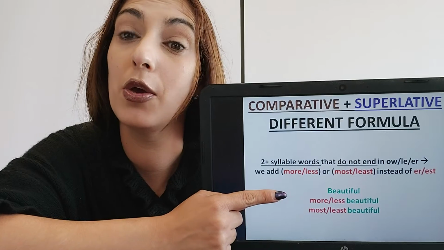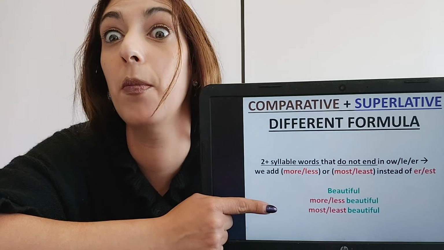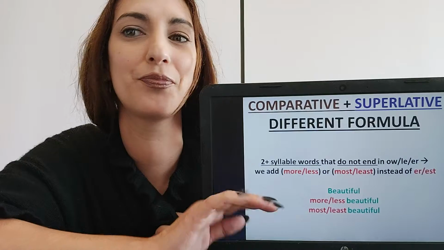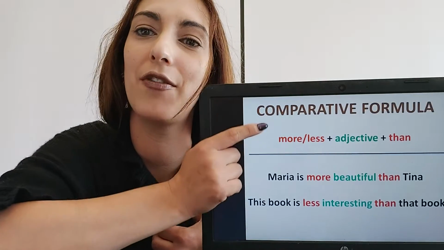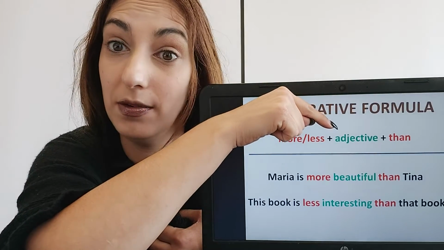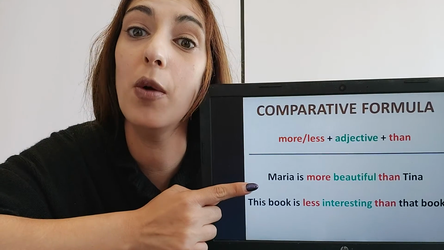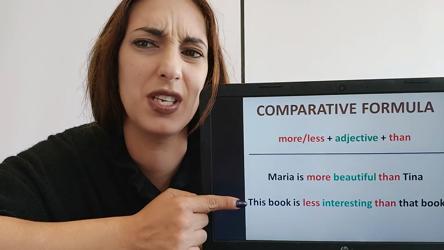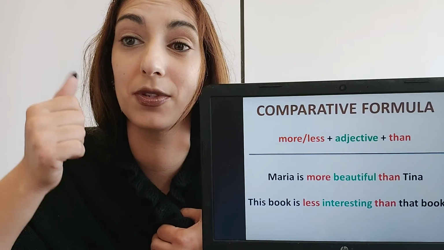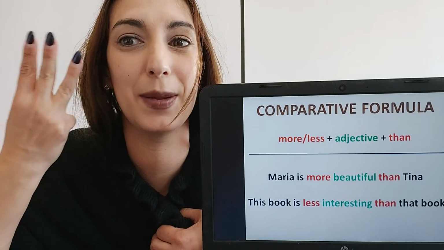So I would say more beautiful than someone, or less beautiful than someone, or the most beautiful person in the world, or the least beautiful person in the world. Let's have a look individually. Now for comparative, we say more or less plus our adjective with no ER, please note, no ER, and I add the word than. So Maria is more beautiful than Tina. This book is less interesting than that book. And interesting is also 3 syllables. Interesting. So I hear 3 vowel sounds, so it's 3 syllables.